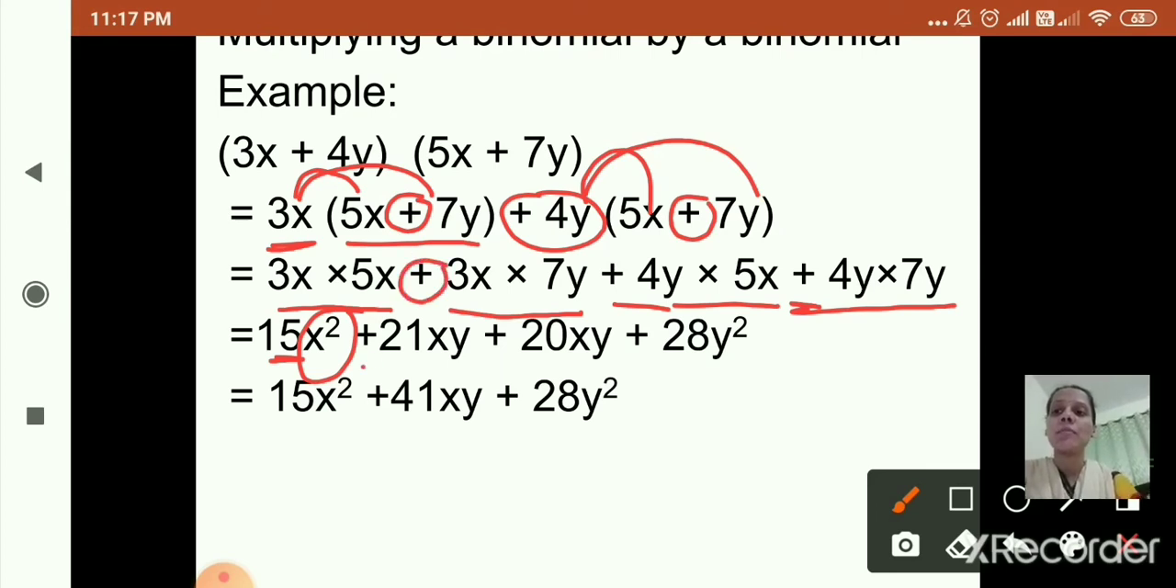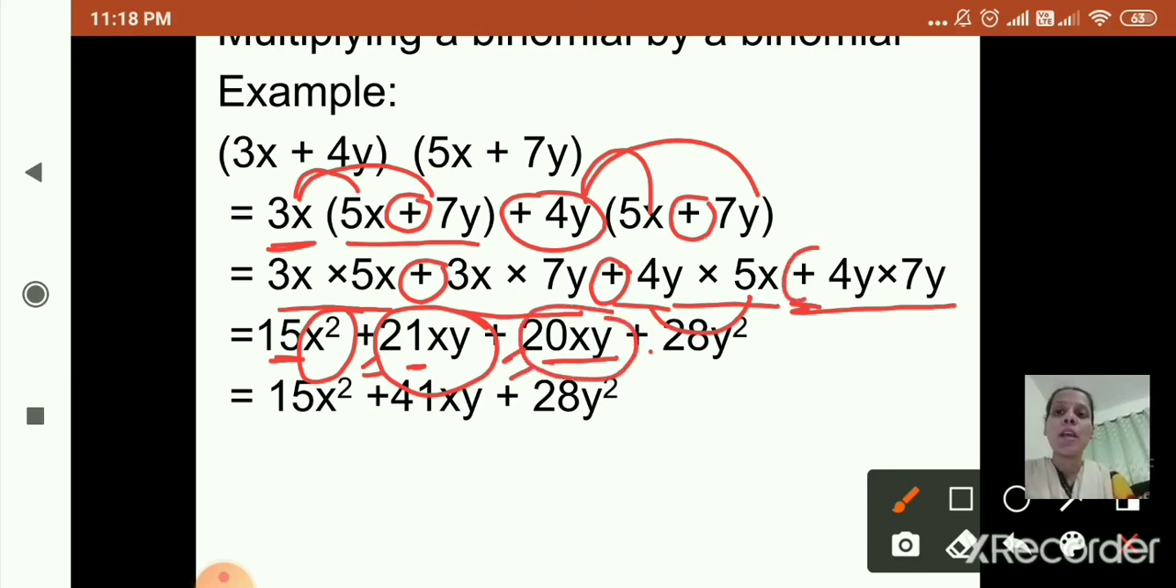Now this plus sign, 3x multiplied by 7y. So 3 multiplied by 7, you can write down this step separately also if you want, 3 multiplied by 7 multiplied by x multiplied by y, or you can do it directly. 3 7s are 21, and x multiplied by y is xy. So the answer is 21xy. Then next, 4y multiplied by 5x, 4 5s are 20, and y multiplied by x is xy.